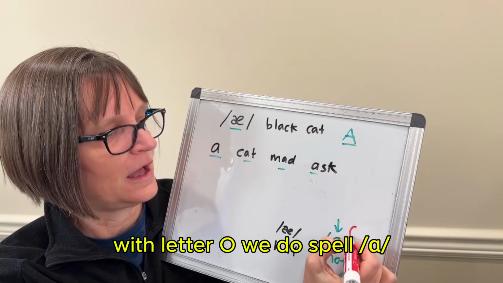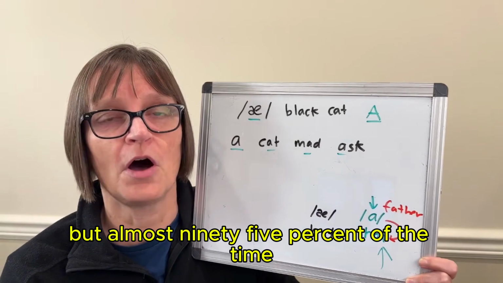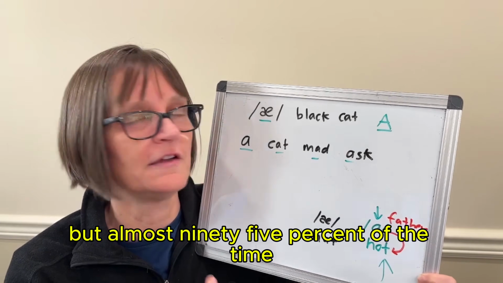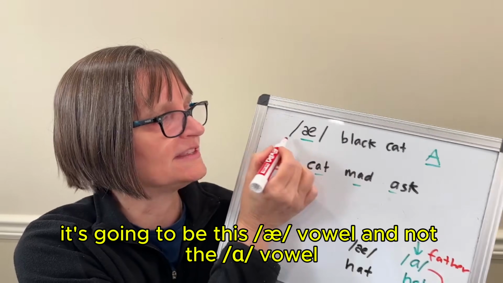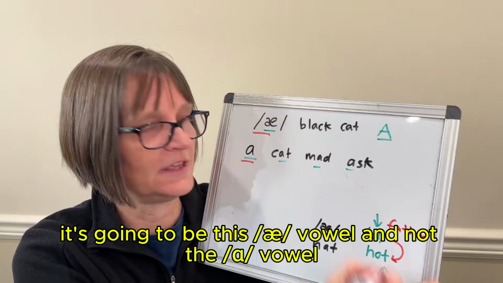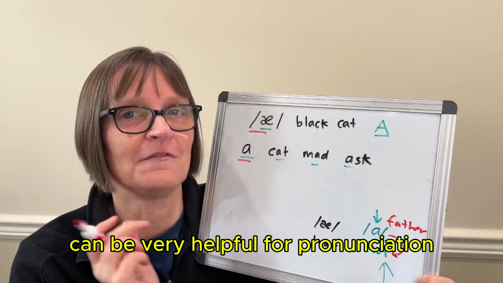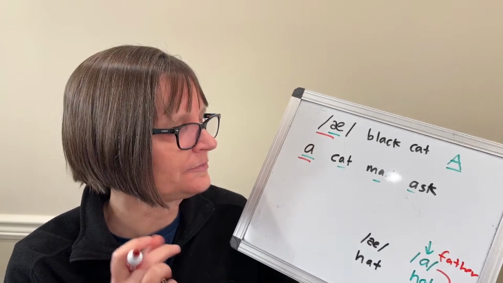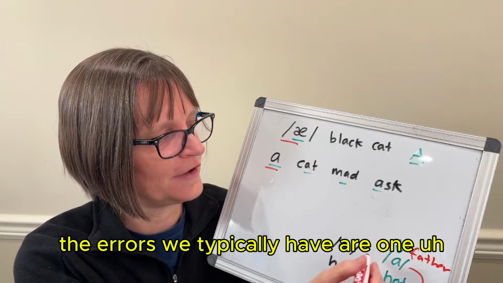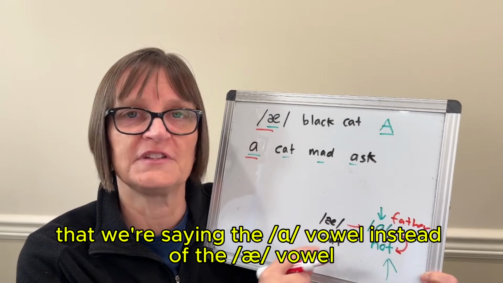We do spell it with letter A in a word like father, but almost 95% of the time, when you see letter A by itself, it's going to be this a vowel and not the other vowel. So starting to associate letter A with the a sound can be very helpful for pronunciation and understanding in English. The errors we typically have are one, that we're saying the vowel instead of the a vowel.